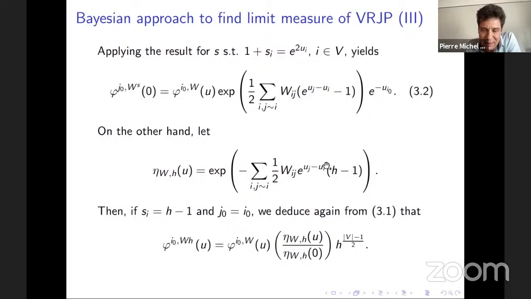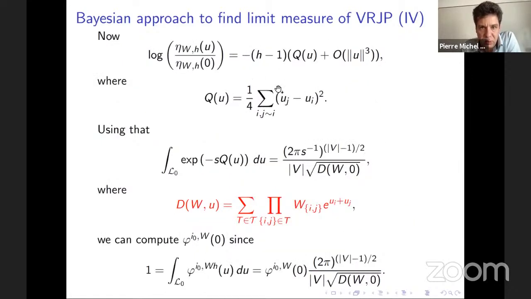So you see that if h is very large, that will make this measure extremely small unless ui and uj are close to 0. All the ui's must be close to 0. If they are close to 0, you can do a Gaussian approximation. So it's exactly the same spirit as in the last two lectures.